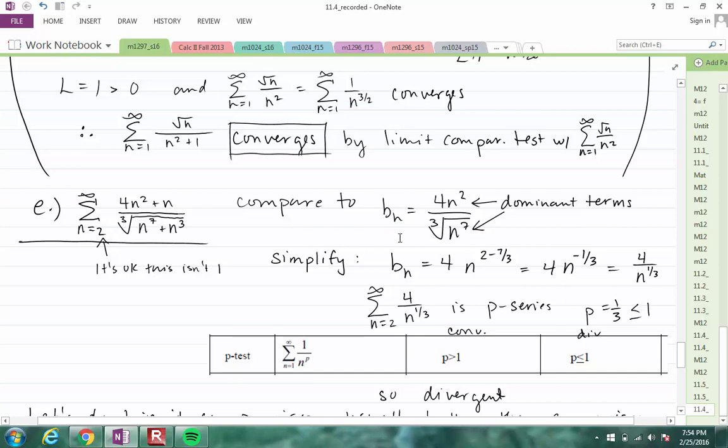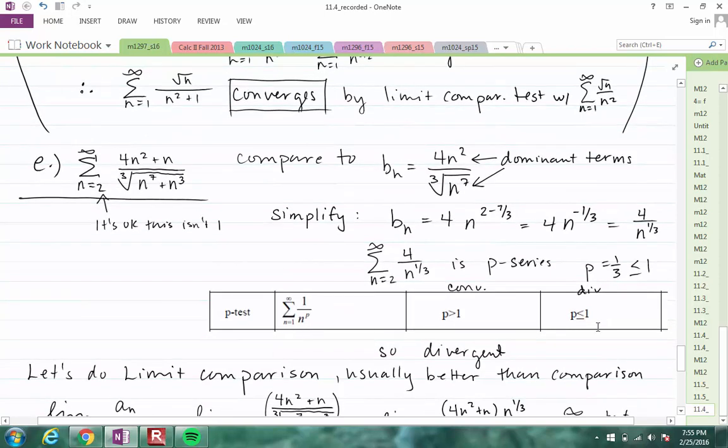So my b sub n, for either my limit comparison or comparison test, I'm looking at the dominant terms again. On top that's 4n squared, down low this is going to be the third root of n to the 7th. So we simplify that, and we get 4 over n to the 1/3. So we've got the constant there, but besides that, we've got a p-series, and our p is less than or equal to 1, so this is the divergent case. And here's the excerpt from the formula sheet.